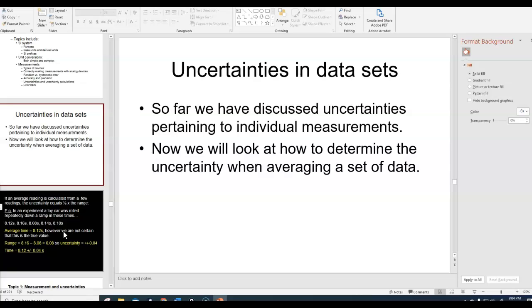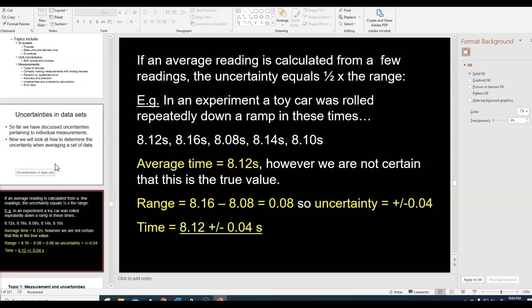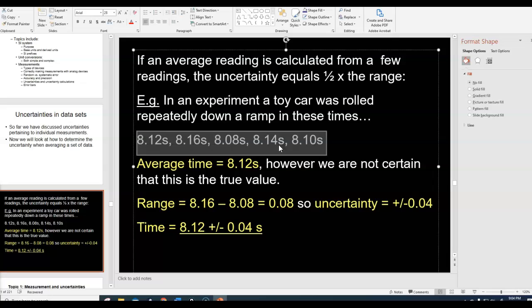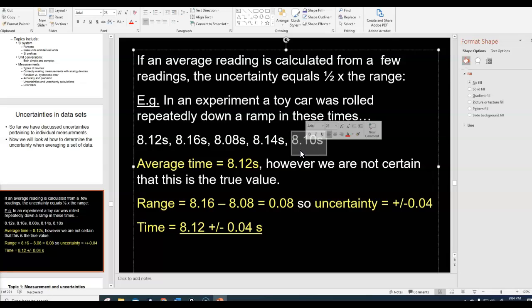Okay, so for example, let's say you're measuring the time it takes a toy car to roll down a ramp, and you do the experiment, let's say 5 times, and you get 5 different values. Now each of these individual times has an uncertainty in it, probably because of the measuring device, probably because of human reaction times, whatever. The average value though has its own uncertainty.